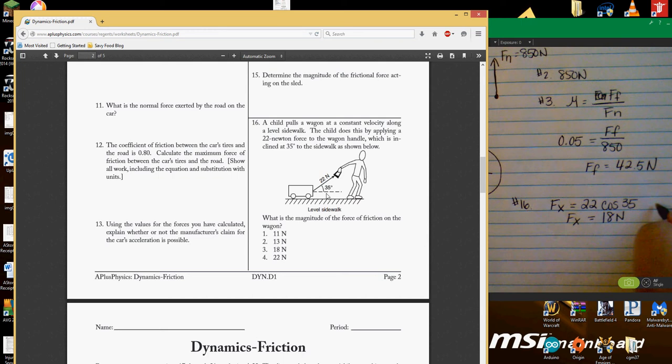You should also know that whatever the force of friction is, it is equal to the force that's being applied, right? And that's based off of Newton's third law.